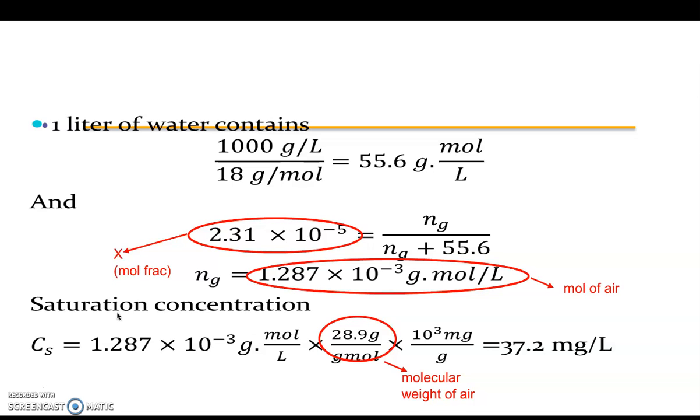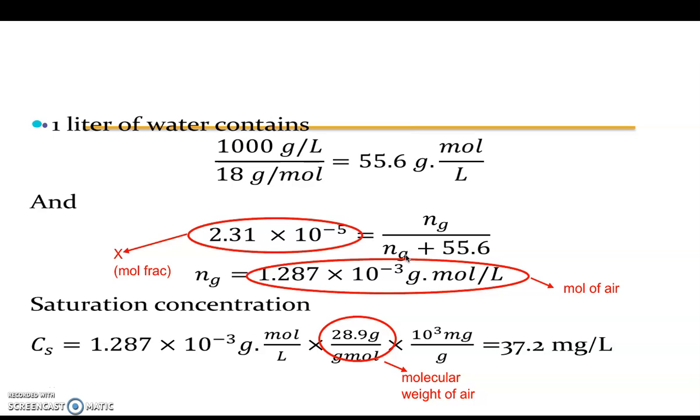In order to calculate the concentration of air in the water, which in this slide is Cs, we need to determine first the moles of water. The moles of water are calculated by using the density of water divided by the molecular weight of water, and here you will end up with 55.6 moles of water. As we know, the mole fraction X is the moles of gas divided by the total moles of water and air.